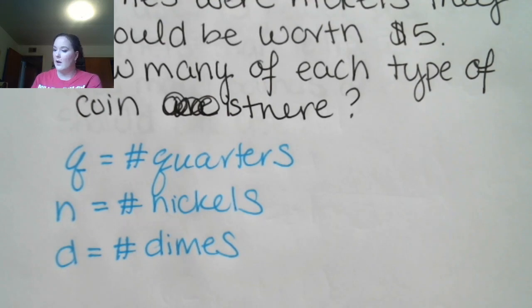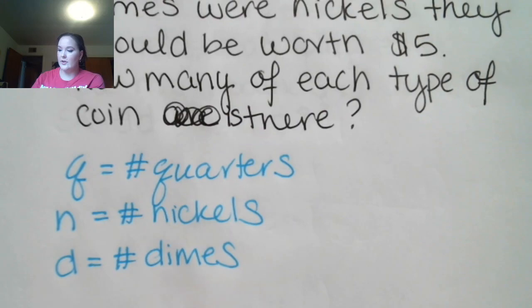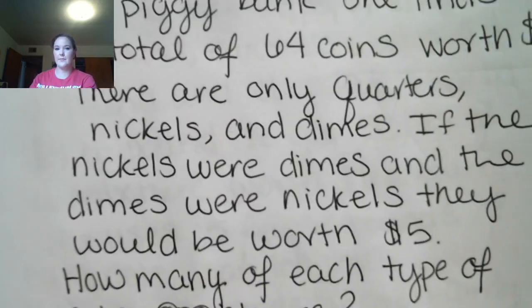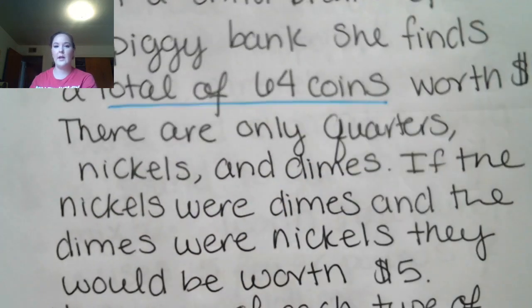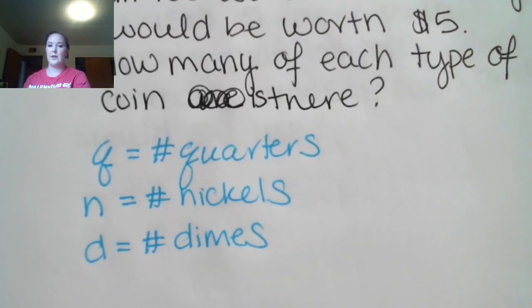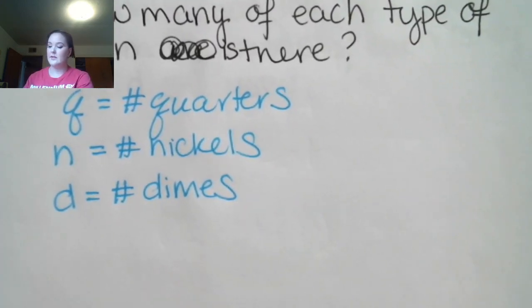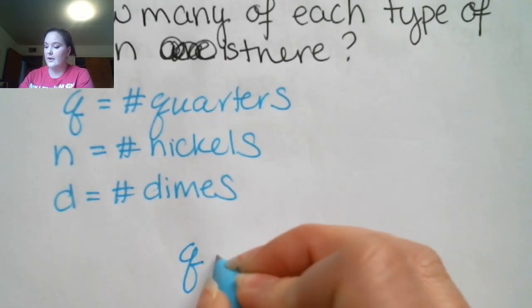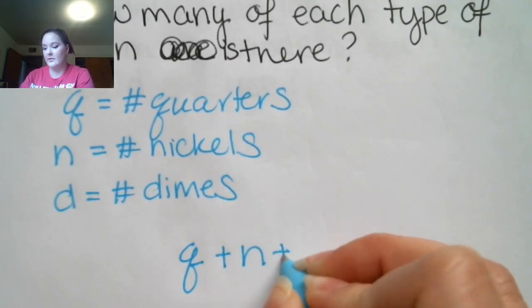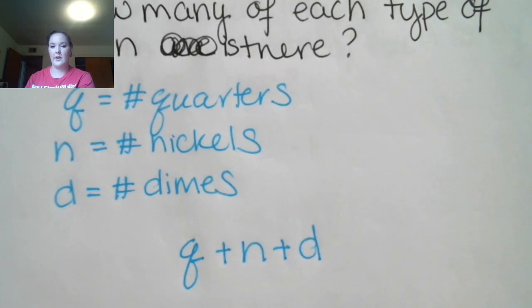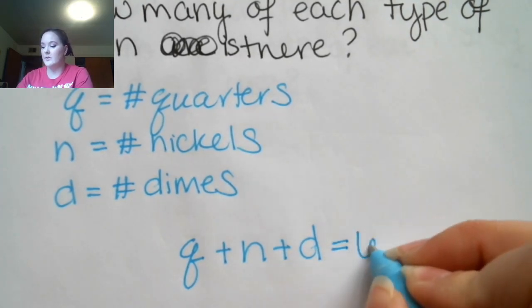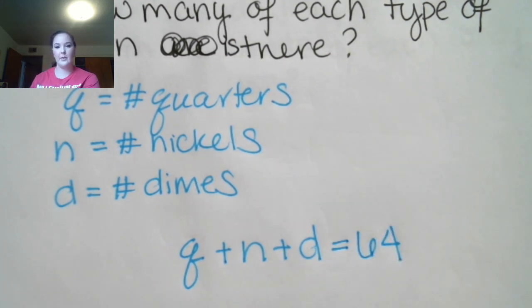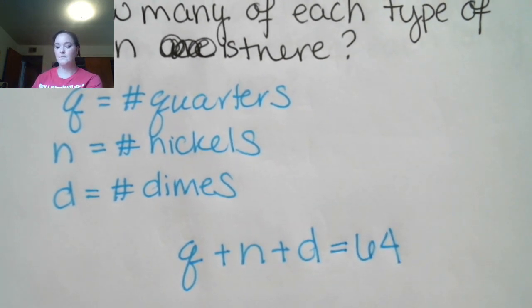All right. So the first thing it says is that there's a total of 64 coins. So I'm going to use this information to say that if I added the number of all the coins together like this, I should get the total number of coins, which is 64.